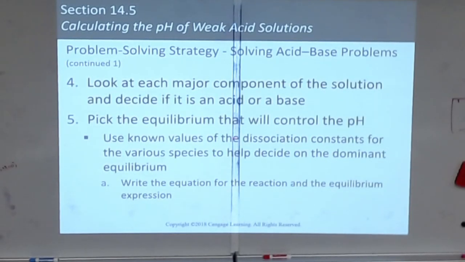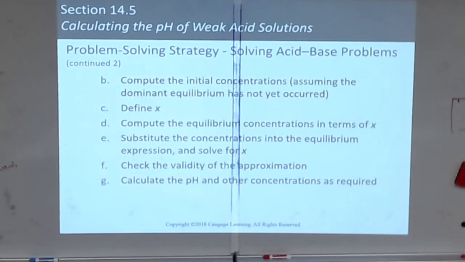We're going to look at each of the major components. We're going to pick the equilibrium that gets to control the pH. That's the one we care about, the one that controls the pH. We're going to use known values when we have them. We're going to figure out the dominant equilibrium, write the equations, and move on. We're then going to compute the initial concentrations. We're going to assume that the equilibrium hasn't happened yet. Then we're going to define X, compute the equilibrium concentrations in terms of X, substitute the concentrations, check validity. Well, we're not really going to do that. We're going to calculate the pH and other concentrations as the problem requires.